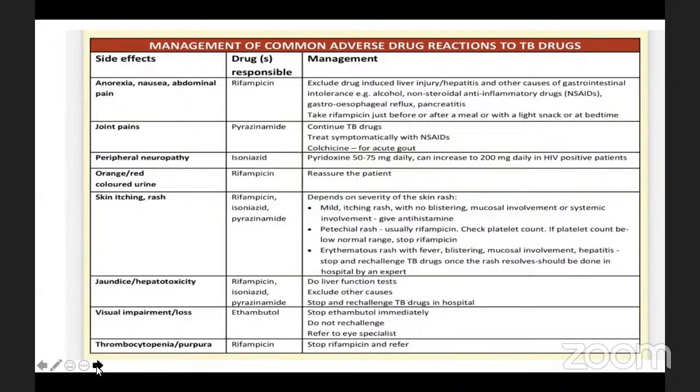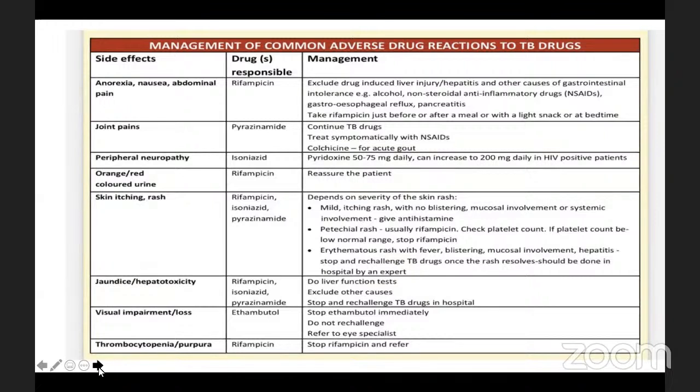And the second culprit, which is pyrazinamide, patients usually complain of joint pains. With that one, you don't stop the TB treatment, you treat symptomatically with the NSAIDs. And if there are signs of acute gout as well, you treat with colchicine. And then isoniazid, and I'm sure a lot of us prescribe pyridoxine 50 to 75 milligrams daily, and you can increase to 200 milligrams daily in HIV positive patients.